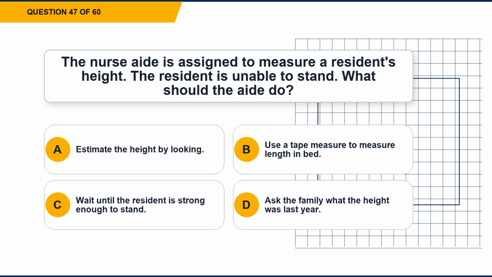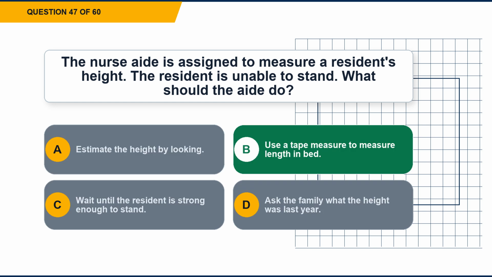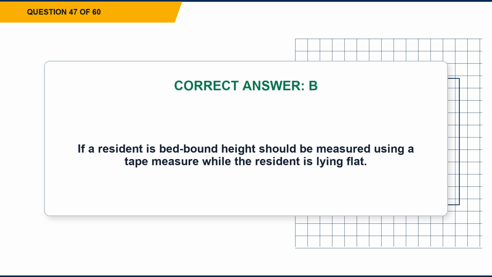Question 47. The nurse aide is assigned to measure a resident's height. The resident is unable to stand. What should the aide do? Option A. Estimate the height by looking. Option B. Use a tape measure to measure length in bed. Option C. Wait until the resident is strong enough to stand. Option D. Ask the family what the height was last year. The correct answer is option B. Use a tape measure to measure length in bed. Explanation. If a resident is bedbound, height should be measured using a tape measure while the resident is lying flat.